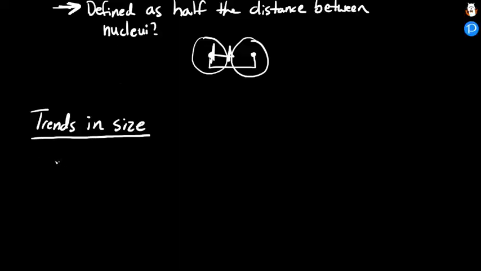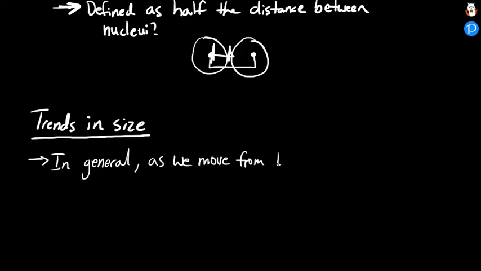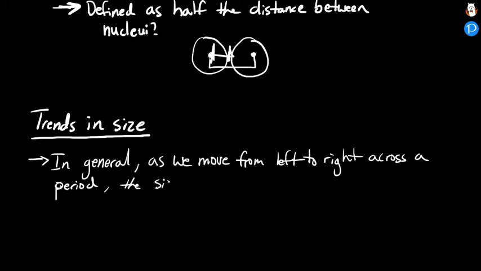In fact, let's make sure we write that down. So we're going to say, in general, as we move from left to right across a group, or sorry, I always get those mixed up, across a period, the size decreases.